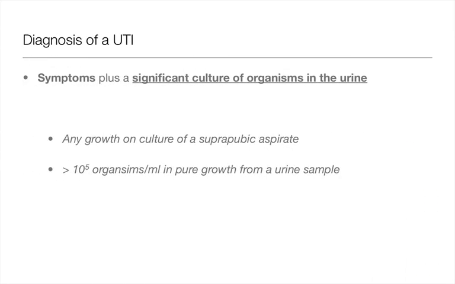So how is the diagnosis of a UTI made? Well, it's often the symptoms plus a significant culture of organisms in the urine, or any growth on culture of suprapubic aspirate. It has to grow over 10 to the power of 5 organisms per mil in pure growth from a urine sample.